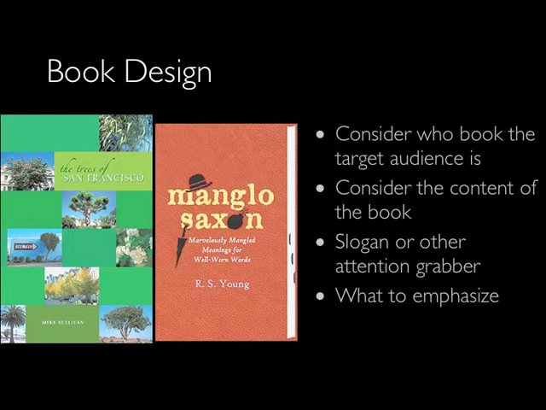So consider, what should you emphasize? What should it look like? The book about the trees uses the color green because trees are green, and so the green squares and rectangles help define what that book is about. So consider, what do you want to emphasize? Is it beautiful photography, beautiful typography, color, shape? Figure out what the buyer would be attracted to, and that's what you should emphasize.